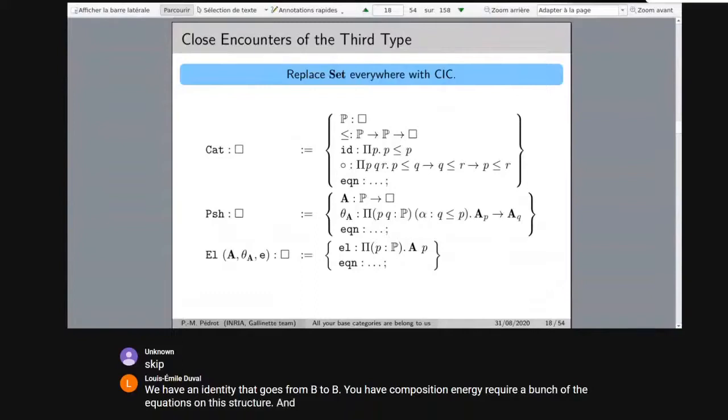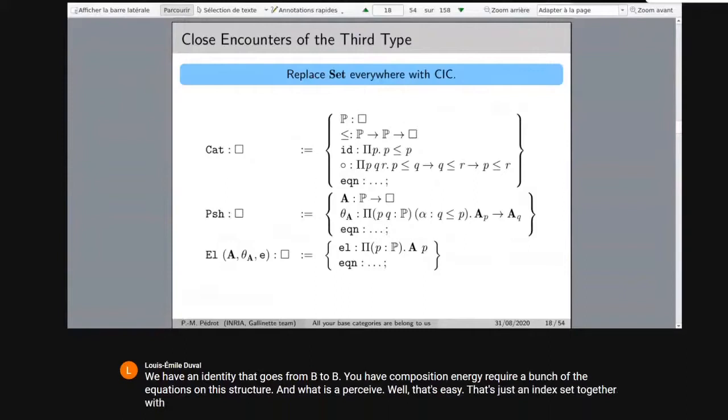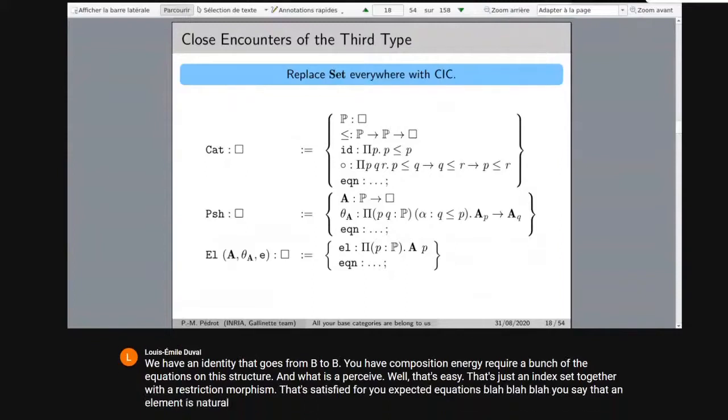And what is a presheaf? Well, that's easy. That's just an index set together with a restriction morphism that satisfies the expected equations, blah, blah, blah. You say that an element is a natural morphism, blah, blah, blah, satisfying equations. And there you go.